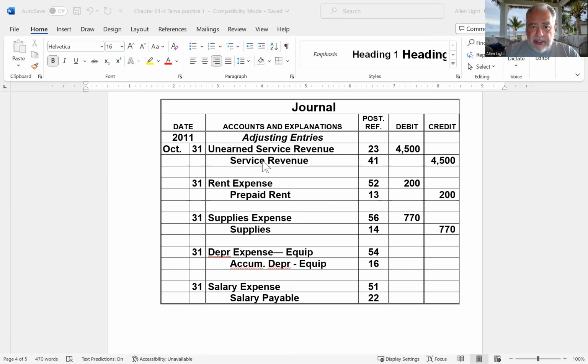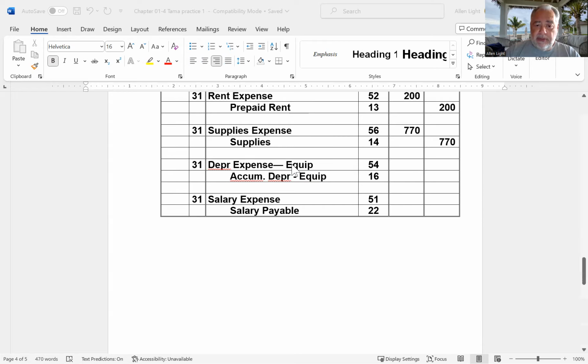And we'll talk about adjustments, as I said, in chapter 3. So don't worry too much about this just yet. But we're going to journalize the adjustments so that we can post them to the ledger, and then the ledger will match the worksheet.